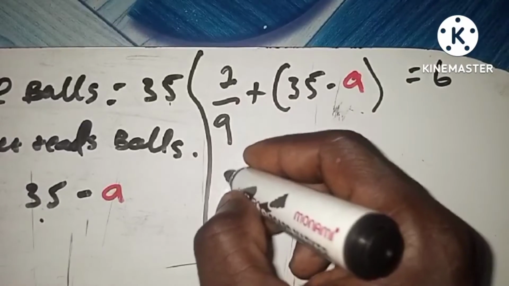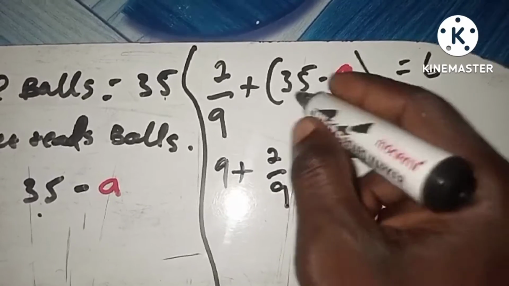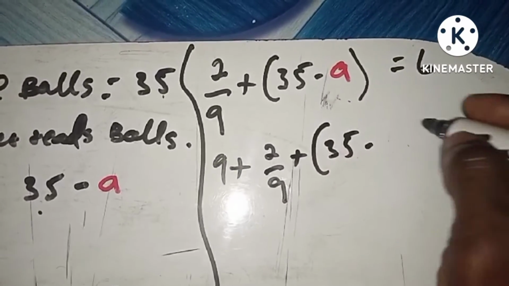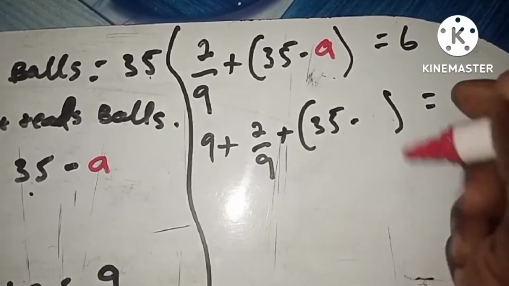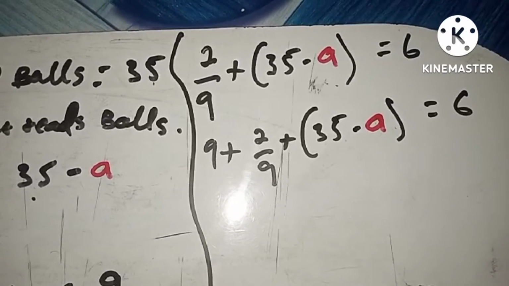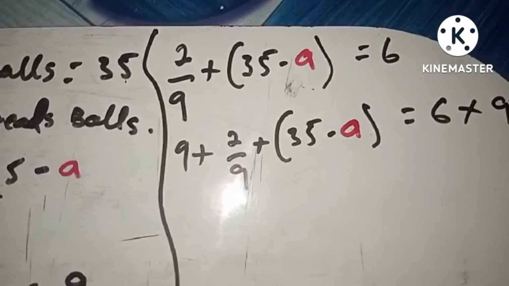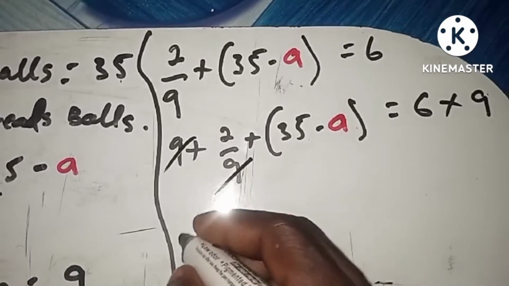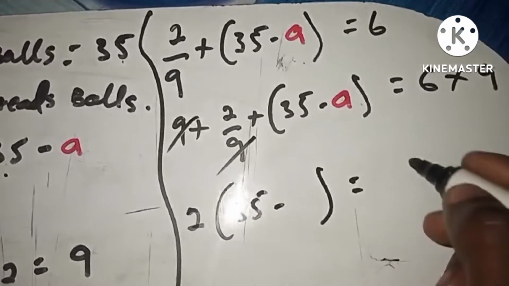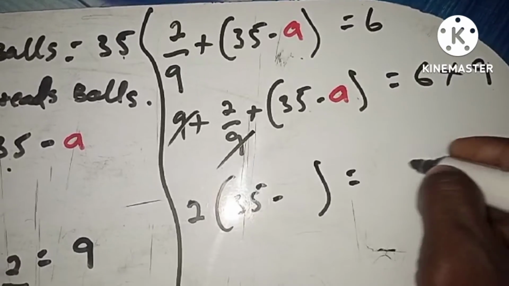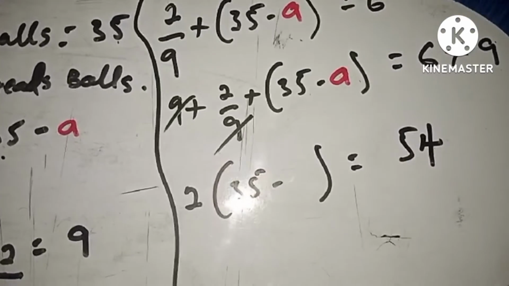So if you multiply here by 9, you are going to have 9 multiplied by 2 over 9, and then times 35 minus a. Everything is equal to 6, so 35 minus a equal to 6, and the right hand side of the equation must be multiplied by 9. So this guy will cancel that. So you are going to have 2 multiplied by 35 minus a, and then everything is equal to 6 multiplied by 9. That should be equal to 70, right? Oh, sorry, 54. Is that okay? So that should be 54.